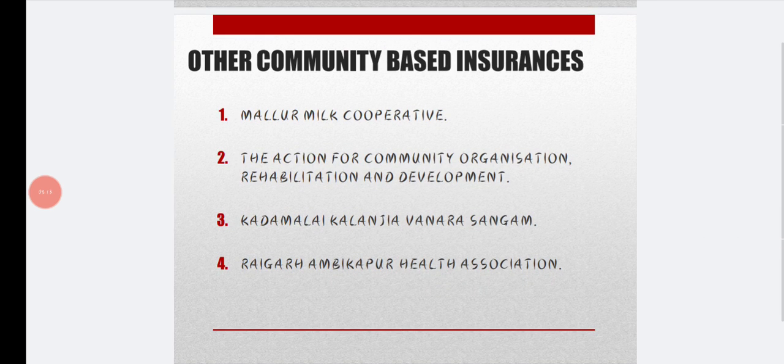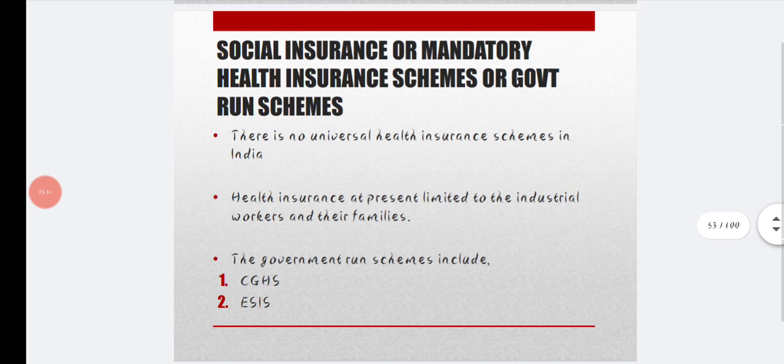What are the other community-based insurance schemes? Those are Mallur Milk Cooperative, the Action for Community Organization, Rehabilitation and Development, Kadamalai Kalanjiam Vattara Sangam, and Raigarh Ambikapur Health Association. These are the other community-based insurances. And for social insurance or mandatory health insurance schemes or government-run schemes, there is no universal health insurance scheme in India. Health insurance at present is limited to industrial workers and their families. Only for industrial workers and their families it is given, through the CGHS and the ESI.